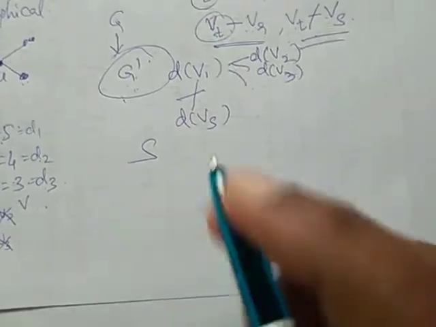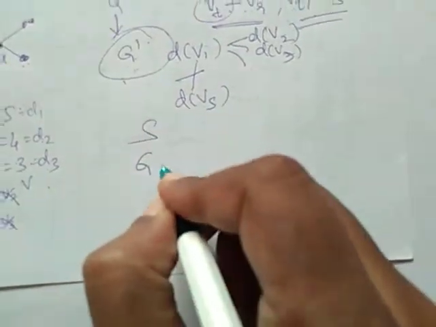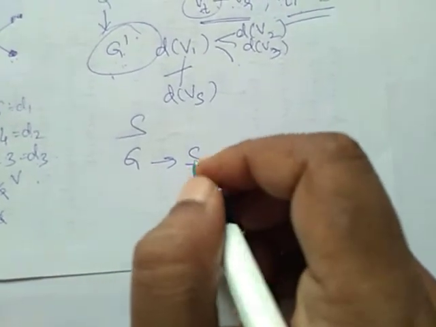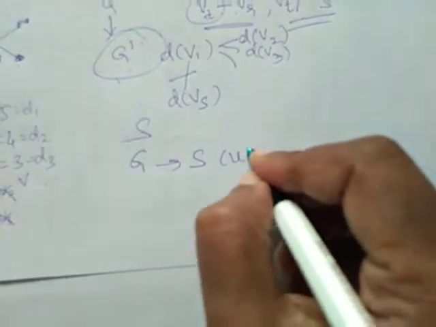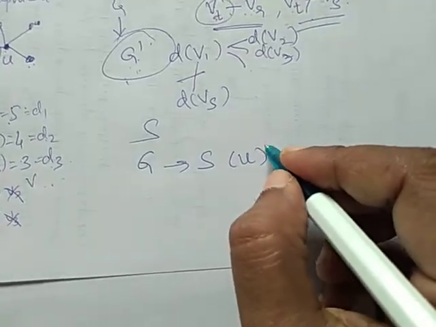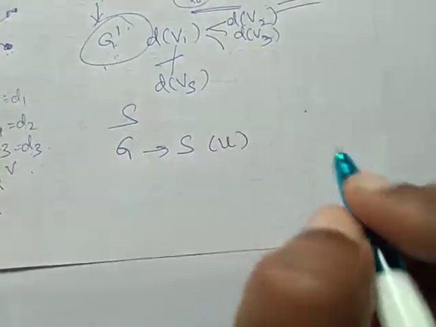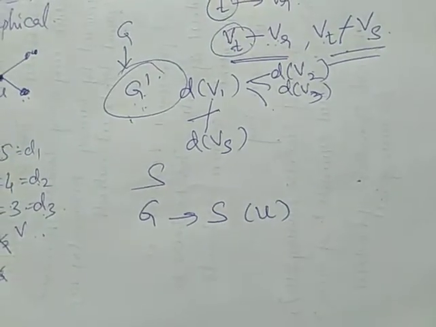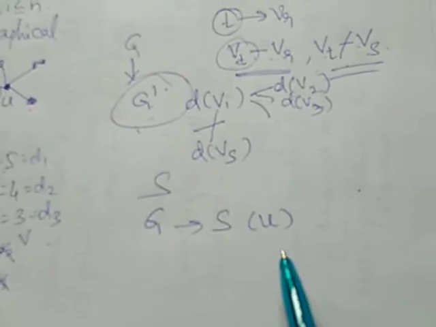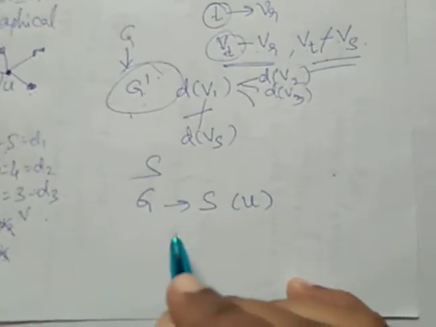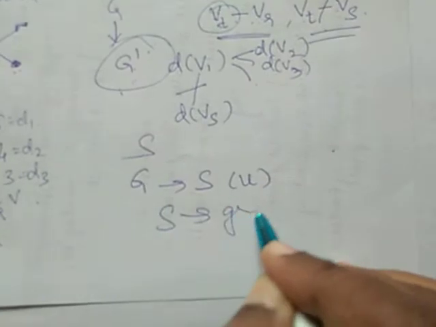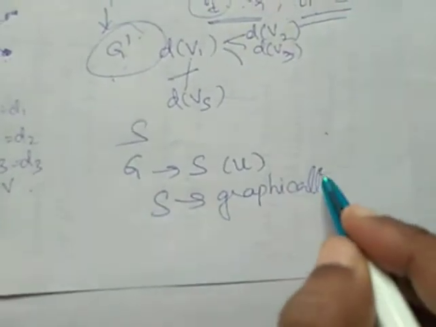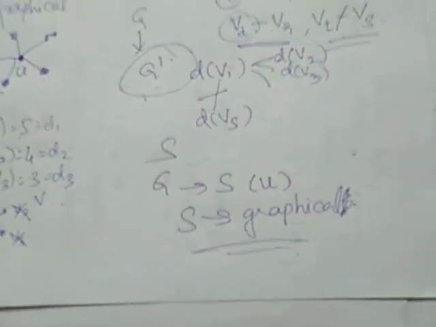So whenever we have a graph G with degree sequence S with a vertex U, or V1, adjacent to vertices of degree D2, D3, etc., the condition is satisfied and therefore we have S as graphical. Whenever S1 is graphical, S is also graphical. That's what we have to prove.